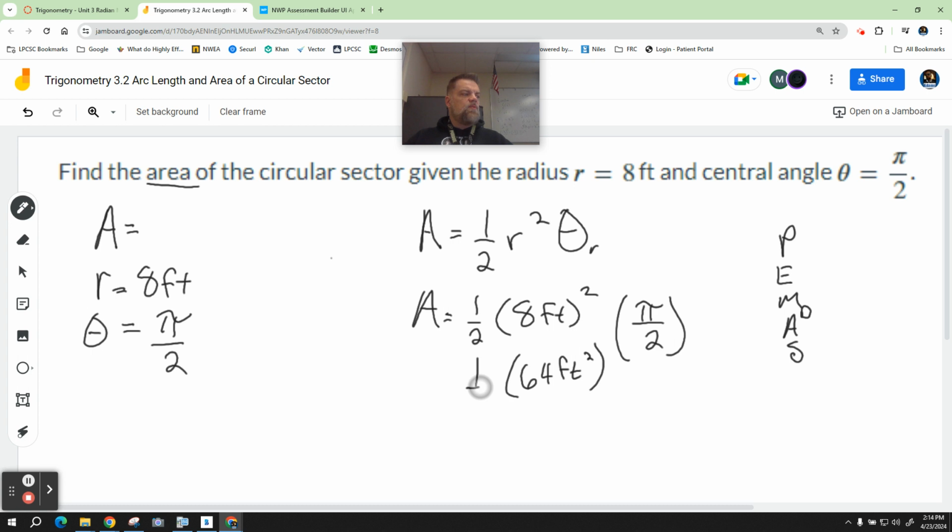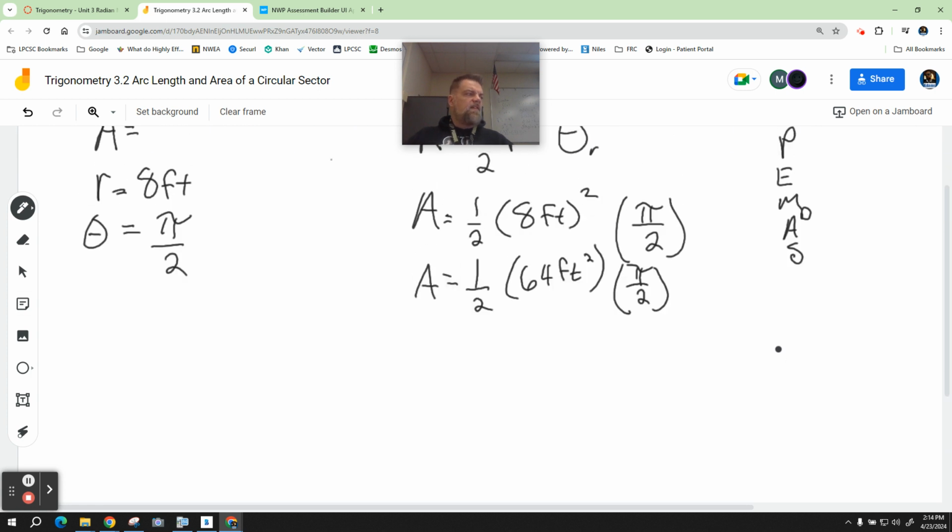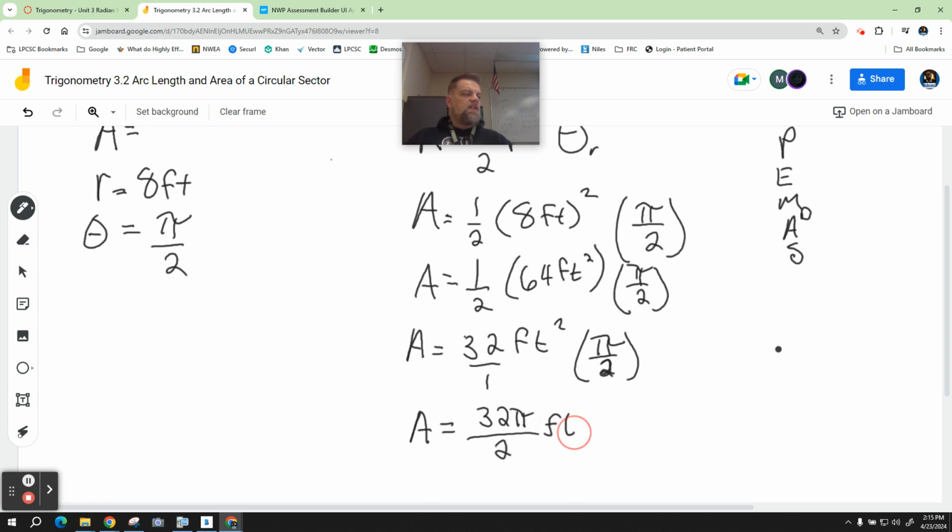So there's that, times 1/2 times pi over 2. What's 1/2 of 64? 32. So then on my next line, I've got A, the area, is equal to 32 feet squared times pi over 2. So then I could divide 32 by 2 again, right? Because of this 2 here. Or I can multiply 32. Let's just multiply this out. So then I've got 32 times pi on the top, and then 2 times 1 on the bottom, which is 2 feet squared.